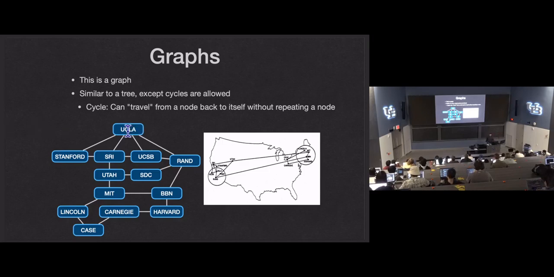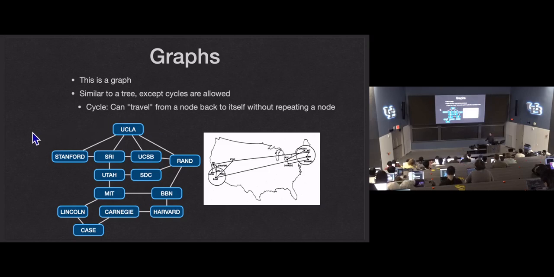A cycle is where you can get from one node back to itself without repeating any nodes and without doubling back across one of these connections. So UCLA to Stanford to SRI to UCLA, that's a cycle in this graph, which is something that's not allowed in a tree. You cannot have a cycle in a tree.